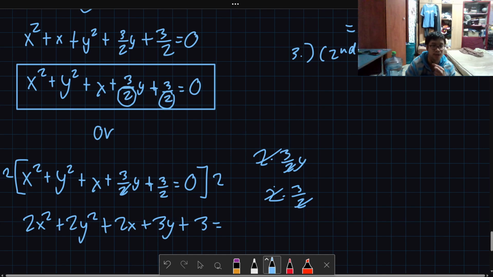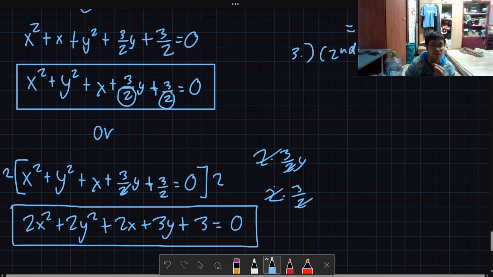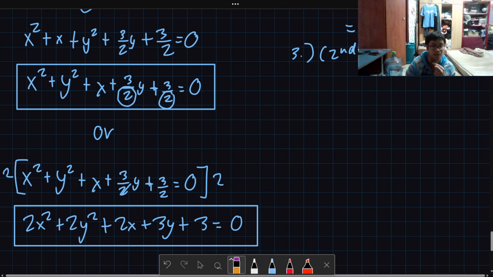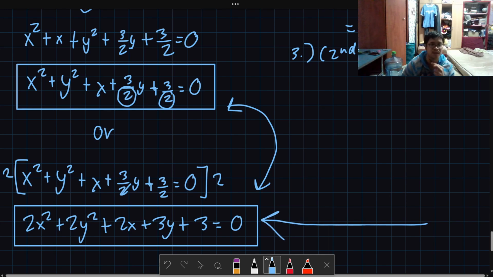Then on the right, 2 times 0 is just 0. Then you're going to leave this as your final answer, which is for me much better, because this one has no fraction. So this is your final answer. It's up to you. Which one do you prefer? For me, I prefer this one. I hate fractions, personally speaking. But again, it's up to you.